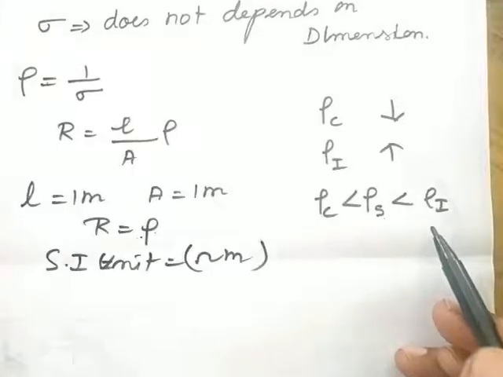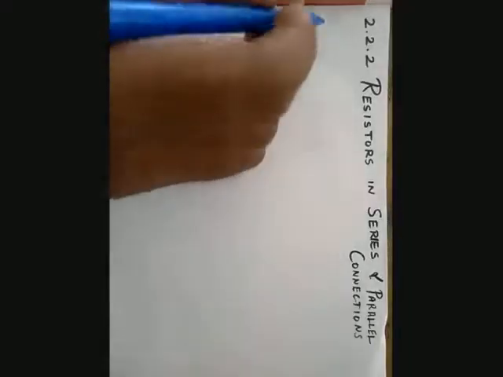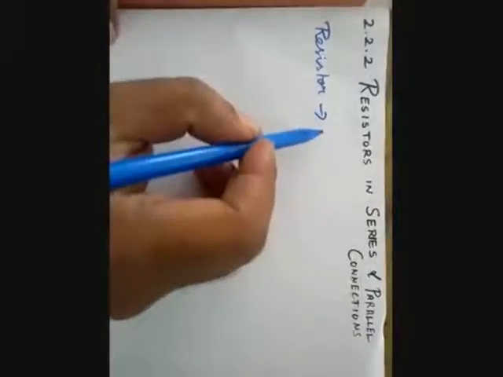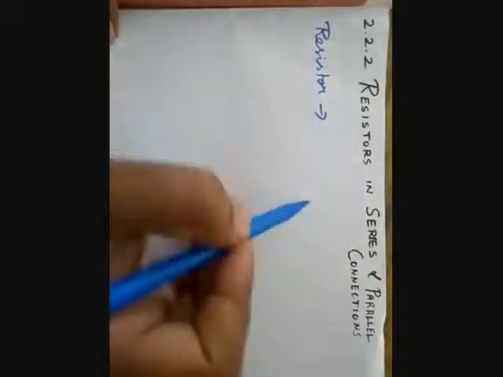Students, today we see a new concept, resistors in series and parallel connection. In this video we will find the effective resistance of the resistors connected in series as well as in parallel connection. Before going to the video, we will see what is a resistor and what is meant by resistance. What is meant by a resistor? It is a device that offers resistance.